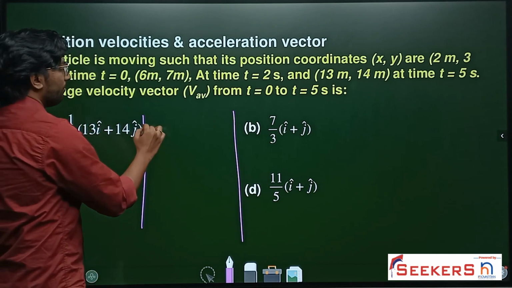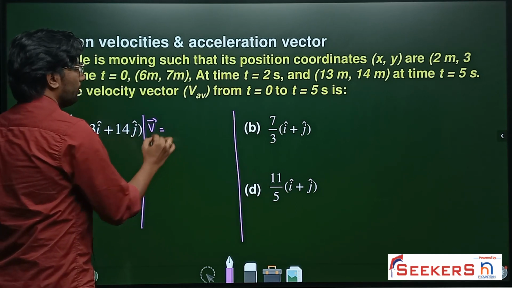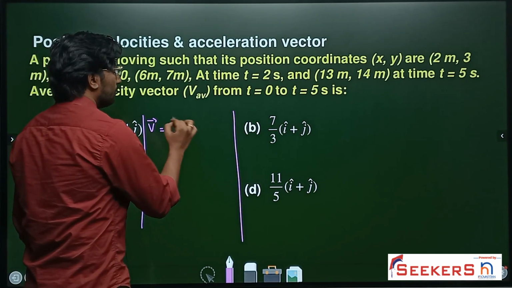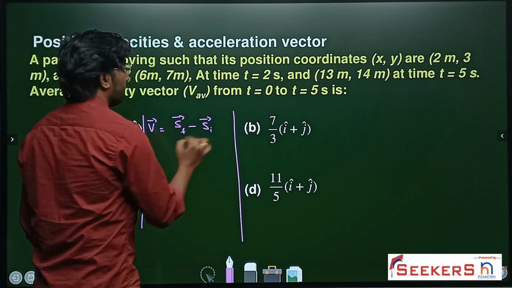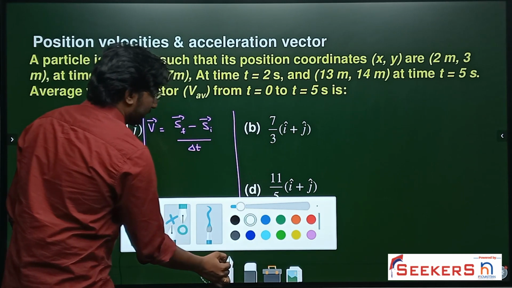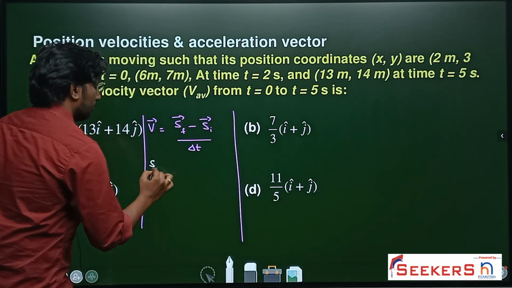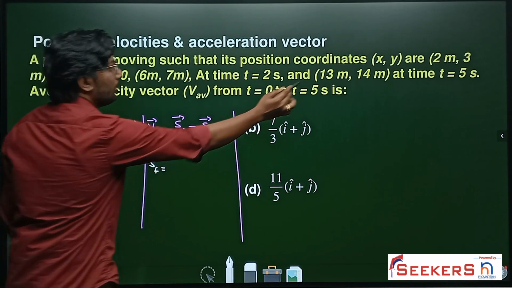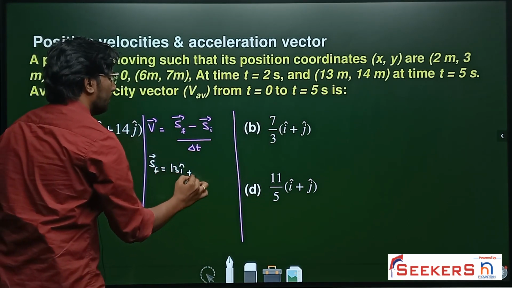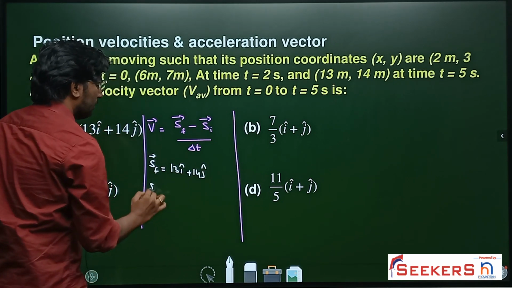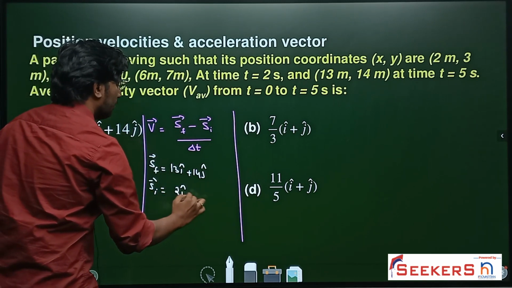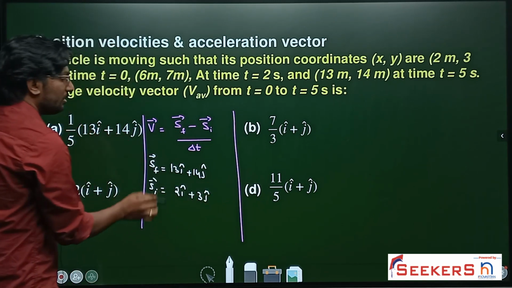And average velocity vector is final position minus initial position. So final position as a vector minus initial position as a vector, divided by change in time. So let's write the final position vectors over here. The final position vector at 5 seconds is at 13, 14. So that will be 13 i cap plus 14 j cap. Initial position vector is 2, 3, that is 2 i cap plus 3 j cap. We just need to subtract these both.